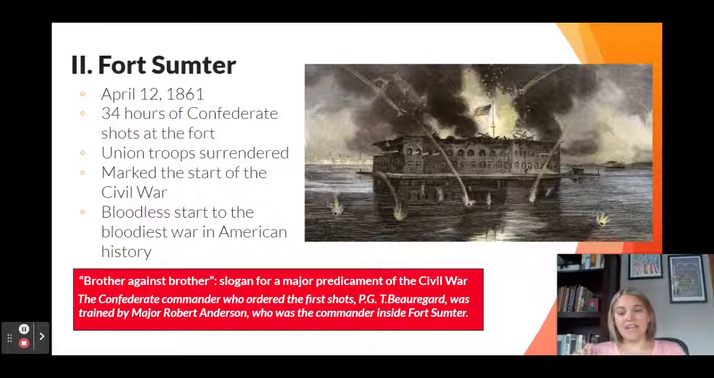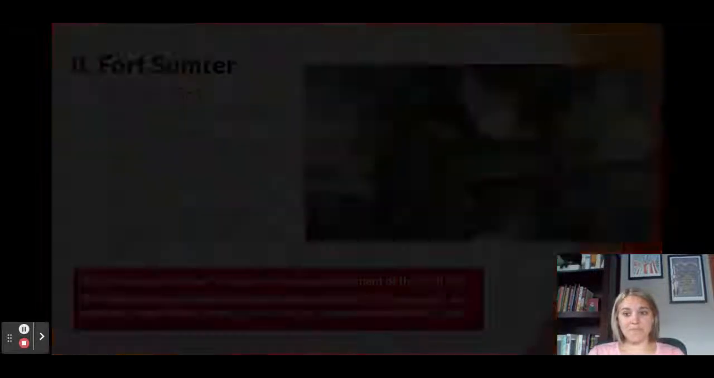Now, what's interesting here, there is a phrase that becomes reflective of the Civil War called "brother against brother," where we see literally brothers that have to fight against each other on opposite sides in the Civil War, but other times it would be family members. So similarly, the Confederate commander, Beauregard, he's the one who orders the first shots. He was trained by Major Robert Anderson, who was the commander inside the fort. So right from the beginning, we see the lines being blurred, the difficulties with relationships that happen in this war.